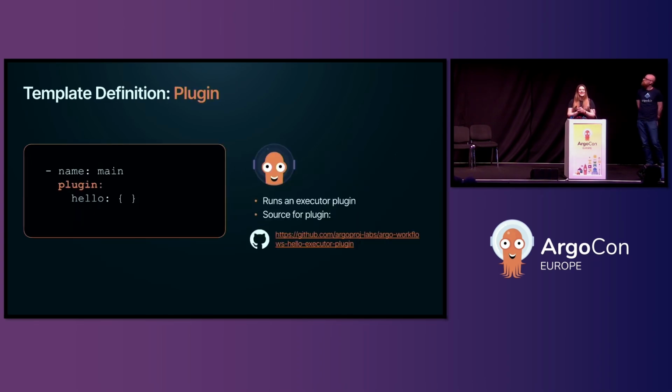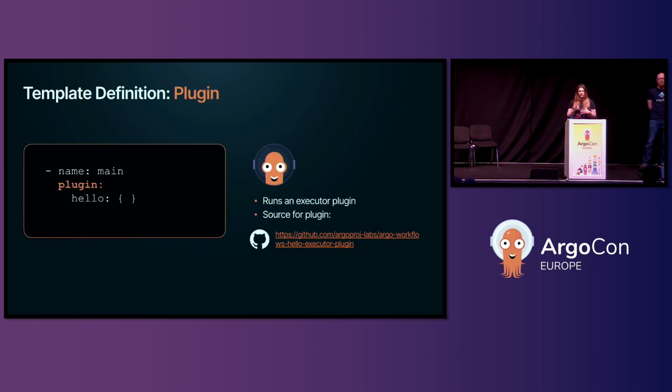Our final template type is the plugin, and there are actually 2 important concepts here. The plugin template, which we see on the left, and something called an executor plugin. A plugin template runs or references an executor plugin. That's something that we need to have defined beforehand, and then the plugin template allows us to use that in a workflow step or task.